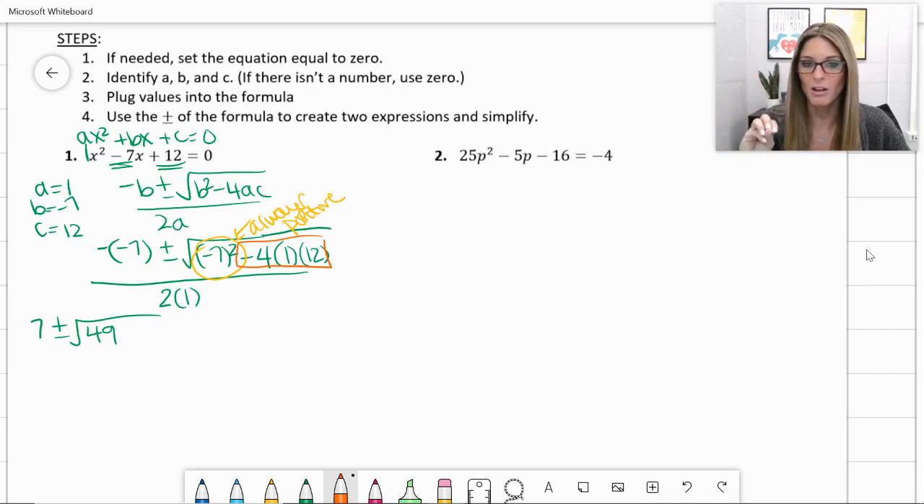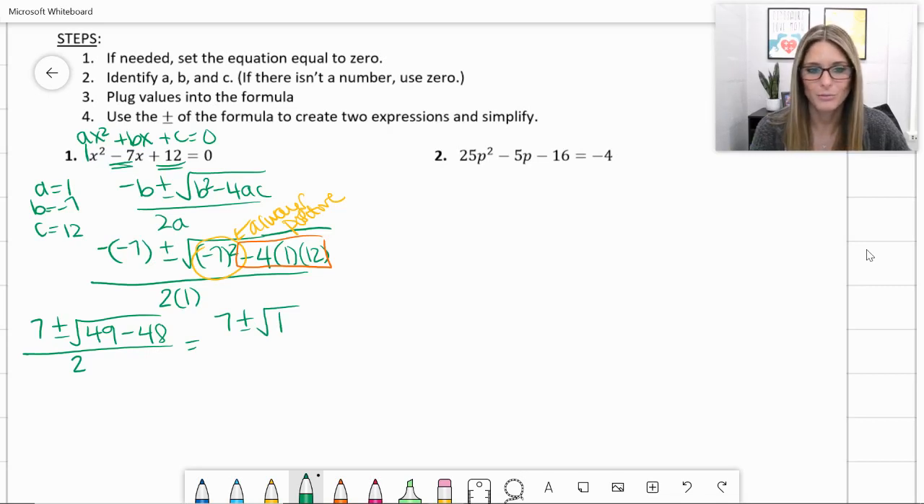I'm going to multiply all of that together, and that's going to give me negative 48, all divided by 2 times 1, 2. Look how much we just cleaned that up. So much better. We can keep going. I've got 7 plus or minus the square root of 49 minus 48, square root of 1 over 2.